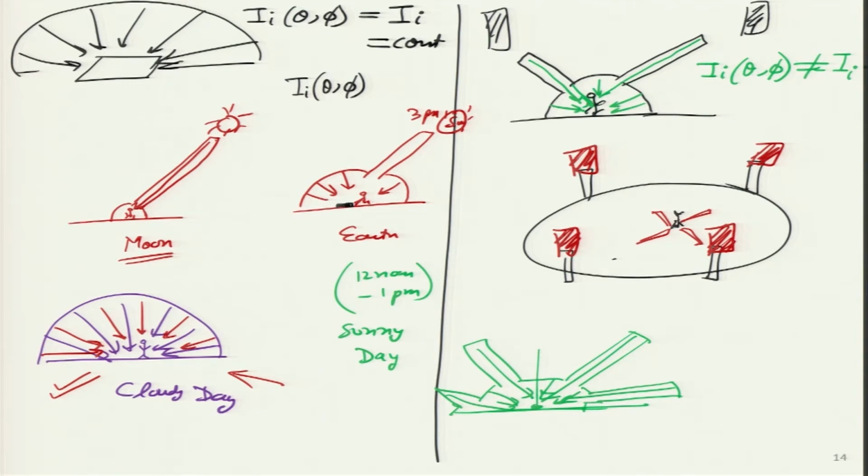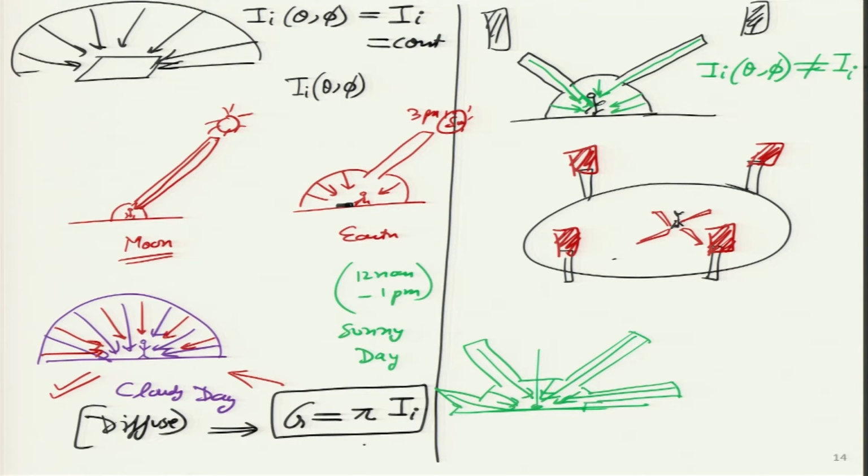The easiest one to solve is the diffuse case, and for that case it simply turns out that G equals pi times Ii. For all other cases we have to integrate in parts, which means between certain theta and certain phi we have to do integrations. Those things become complicated, but we can always use some computational tools to do that.